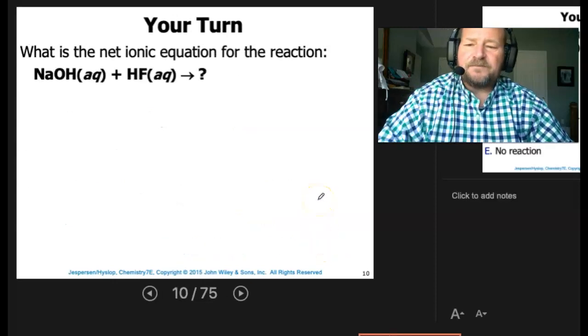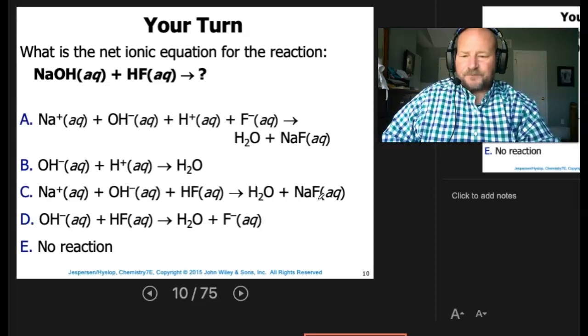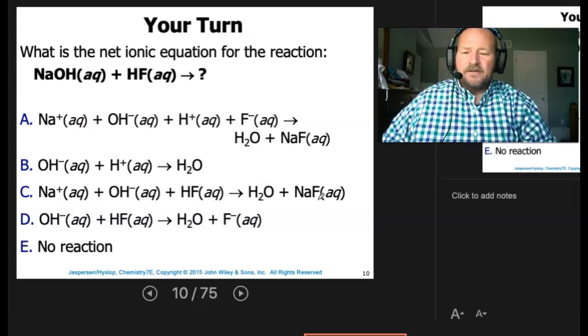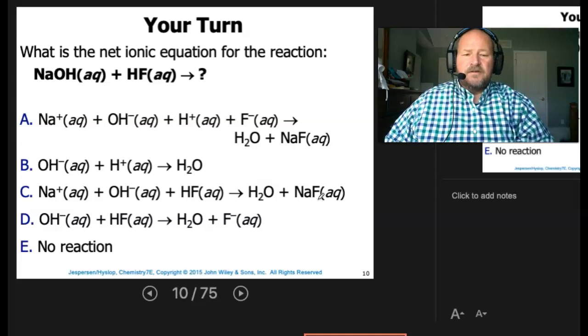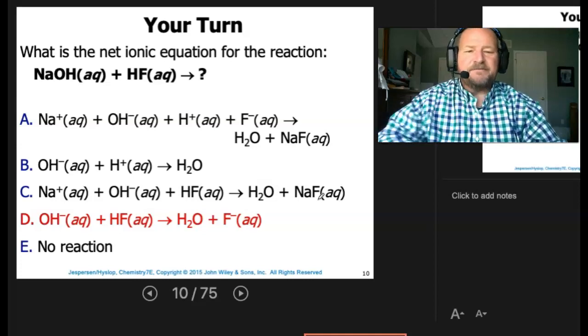All right. So what is the net ionic equation for the reaction NaOH plus HF? Remember, HF is in group 7A, but it is not a strong acid, right? HF is our weak acid. And hopefully you came up with D. OH minus plus HF will produce that water plus F minus.